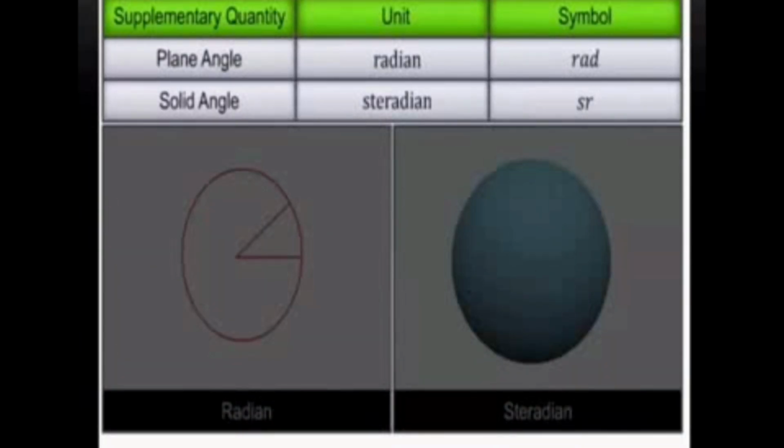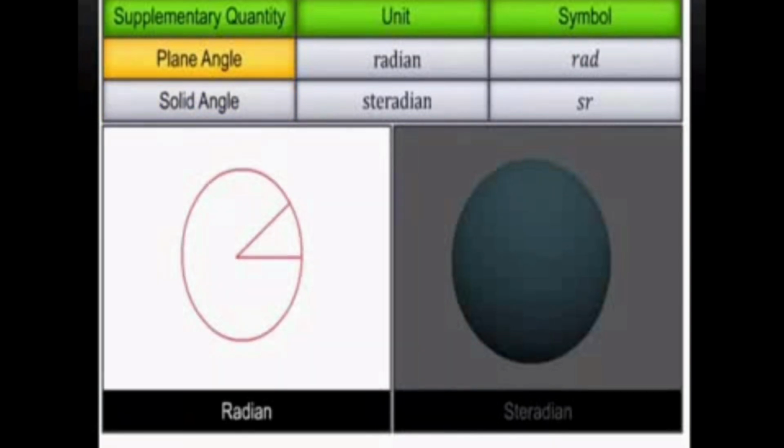And there are two other supplementary quantities: the plane angle and the solid angle. The plane angle has the unit radian, with the symbol rad. The solid angle has the unit steradian, sr. The first one is called the radian. That's the angle d theta, the surface arc length is called ds, and the radius is called r. So that is measured in radians.